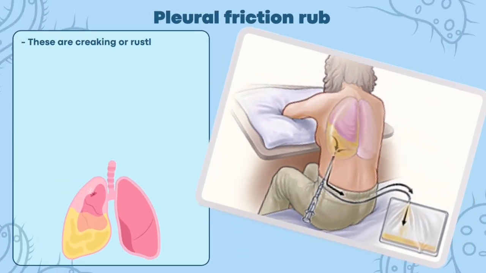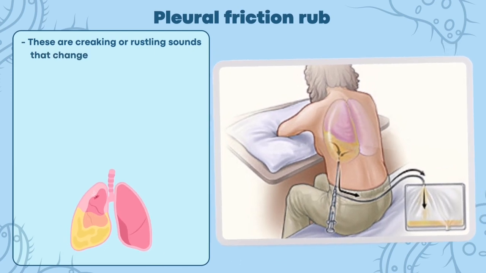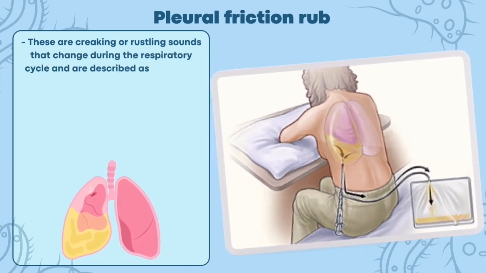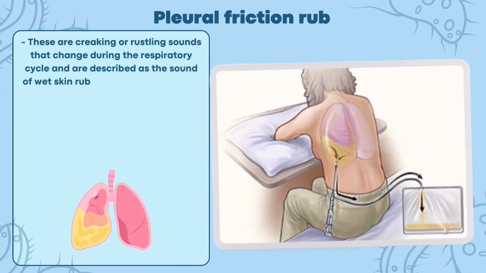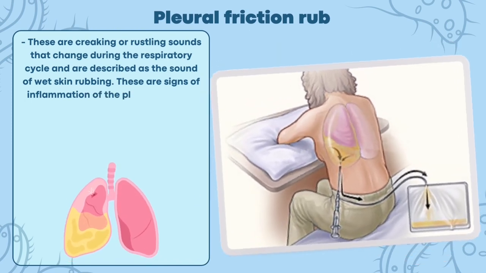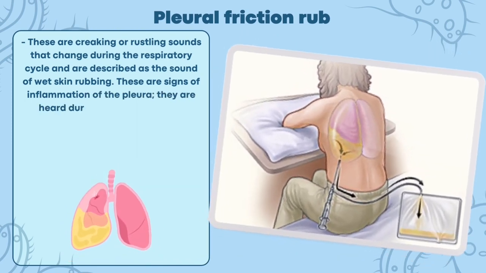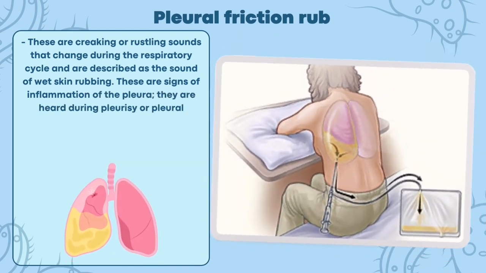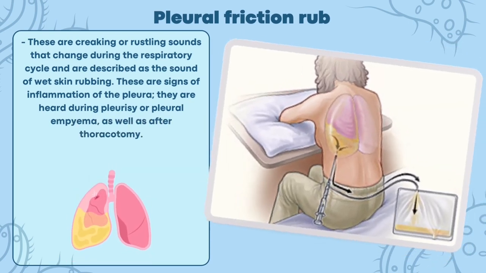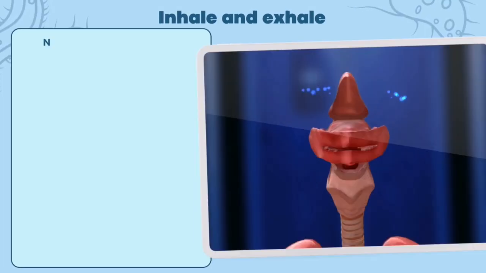Pleural friction rub. These are creaking or rustling sounds that change during the respiratory cycle and are described as the sound of wet skin rubbing. This is a sign of inflammation of the pleura. They are heard during pleurisy or pleural empyema, as well as after thoracotomy also.